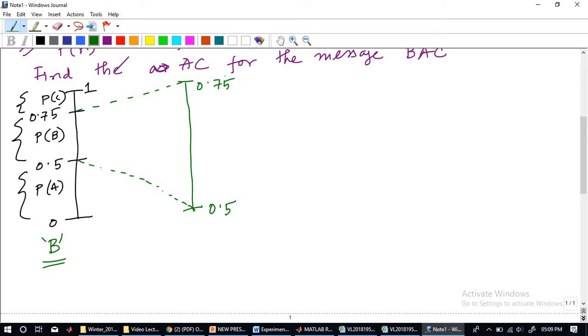all the other steps. When B comes in, because our message is BAC, the first letter comes in as B. We have distributed it with respect to the first diagram. So now we will zoom on only the portion which is relevant. So B is our relevant. So PB is expanded this way. So the lower and the upper limit also get changed. Now the lower limit is 0.5 and the upper limit is 0.75.